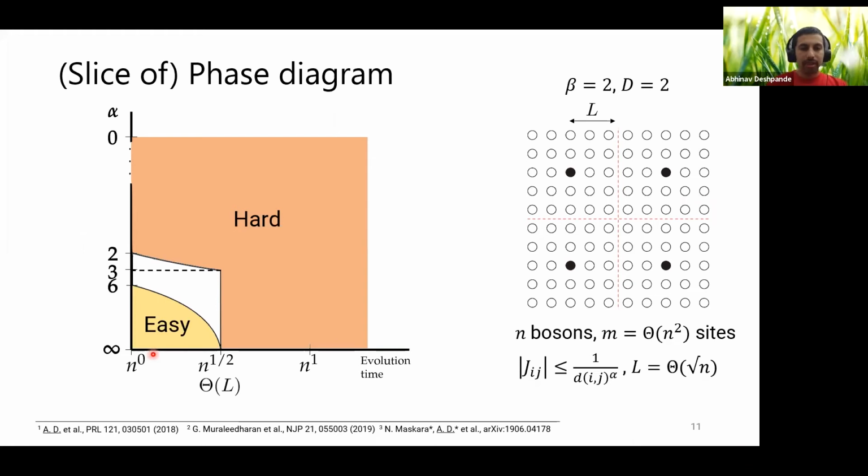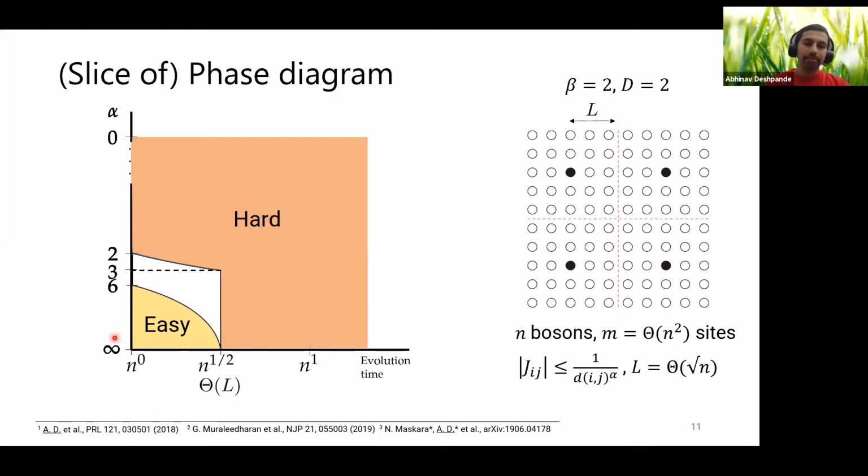So for the nearest neighbor case, it's easy to see that as long as this time is sublinear in L, it's easy. And one nice thing is that we can show that it's almost tight, meaning that as soon as the particles start seeing each other, hardness sets in.